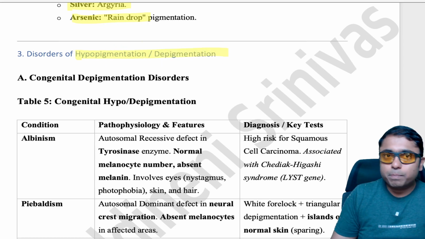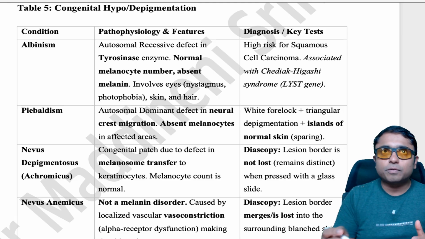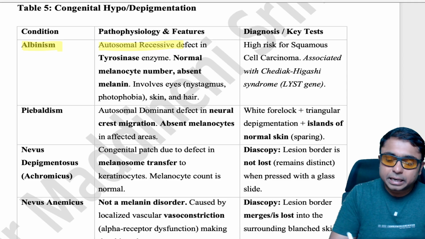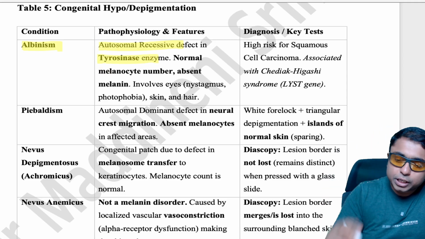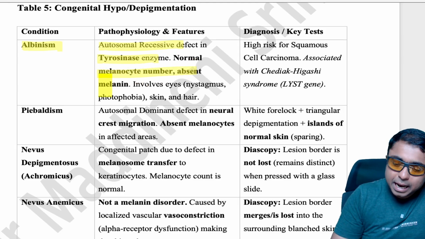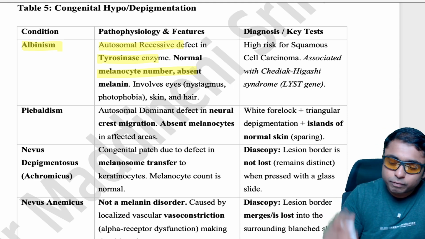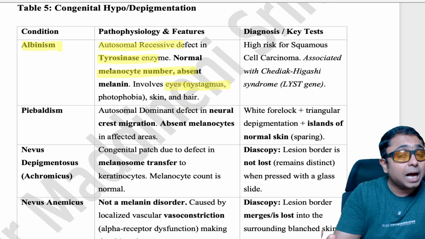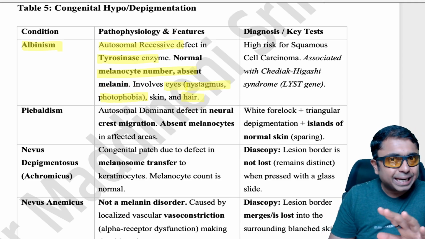Coming to the disorders of hypo or depigmentation. Among congenital depigmentation disorders, the first and foremost one which you have to remember is obviously albinism, a genetic, autosomal recessively inherited condition because of a defect in the tyrosinase enzyme, which is the rate limiting step in melanin production. Here remember the melanocyte number is normal, but the melanin production is not happening, because of which the skin is depigmented, and the eyes and iris can also be affected. There can be other symptoms besides the skin, that is nystagmus and photophobia. Even the hair can be completely white in color.